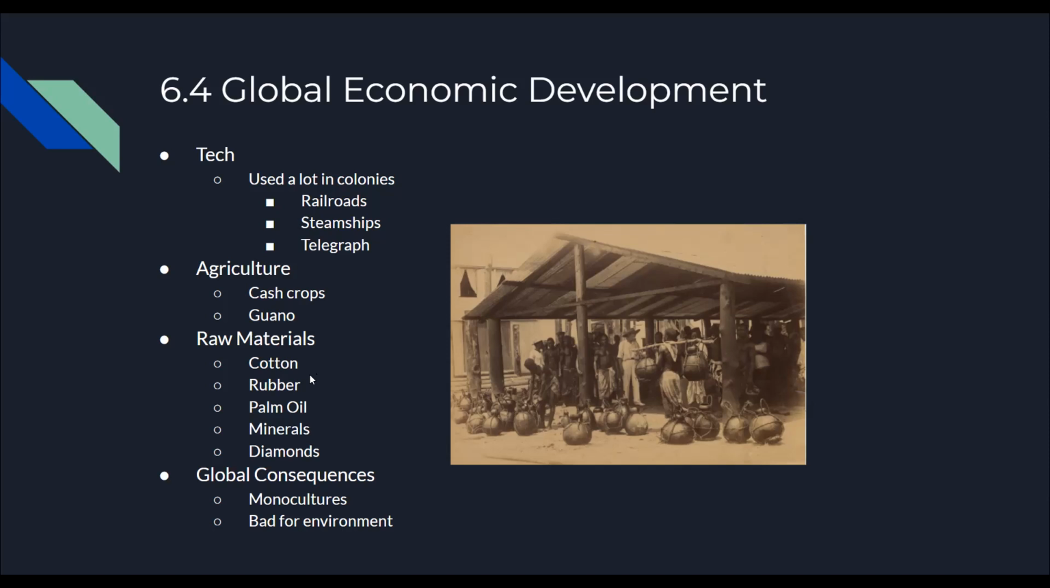Some global consequences of this were monocultures, or a lack of agricultural diversity in these developing nations. This took its toll on both biodiversity and the climate, as people could not make the crops that they needed for survival due to making the stuff required for the colonizers. And it was also bad for the environment, as it's not increasing biodiversity. So yeah.